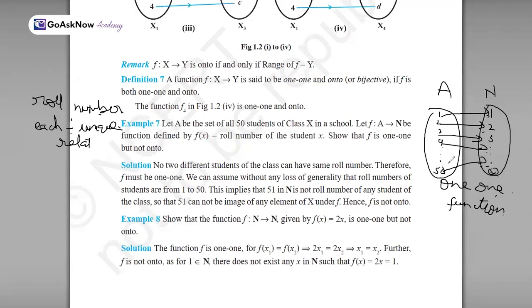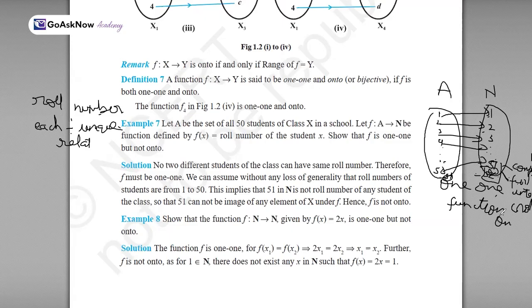No. Why? Because 50 is the total number of students in set A, only 50 students are there. But after that, 51 is related to what? No student is there for 51, so 51 remains unrelated. Similarly, 52 remains unrelated. All the elements after 50 remain unrelated. So the set N is not completely related to set A. So this function becomes an into function, not onto but into. So it is not onto.